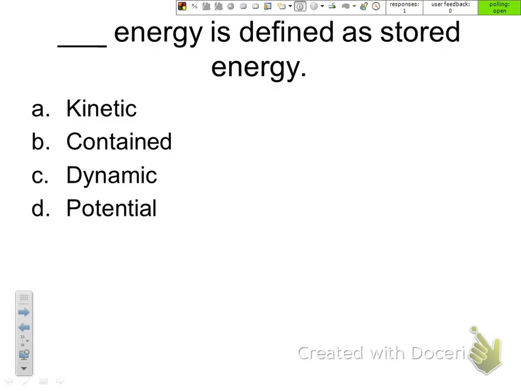All right, blank energy is defined as stored energy. Which energy is defined as stored energy?